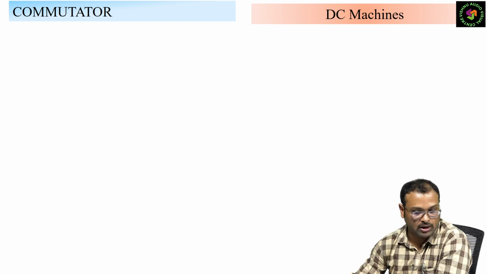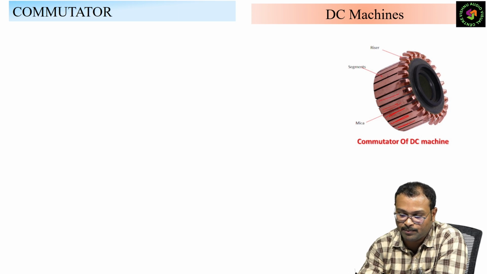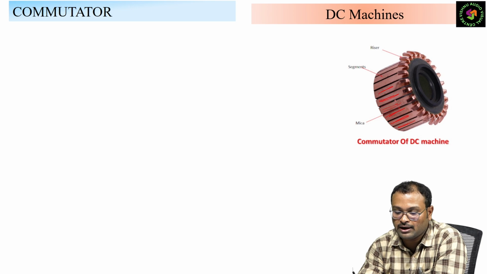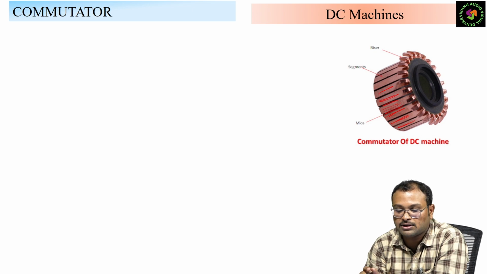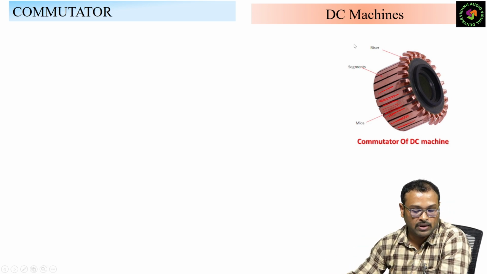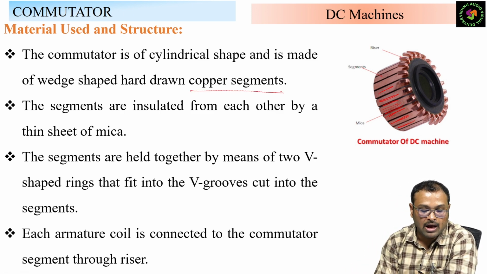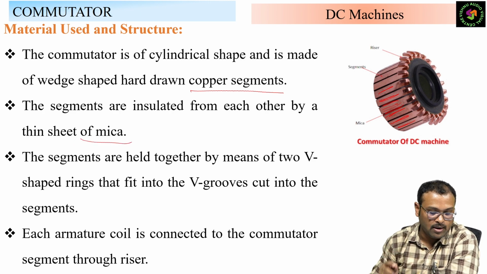We will see commutator in depth here. So this is the commutator segment of a DC machine. These are copper segments, because anyhow it is carrying the current, so definitely it is made up of copper, and these copper segments are insulated by the mica. And you will see this is the riser. We have to connect all the field coils, whatever front end connection we discussed, to these risers. Same thing we mentioned, commutator is cylindrical in shape and made up of copper segments, and segments are insulated by a thin sheet of mica.